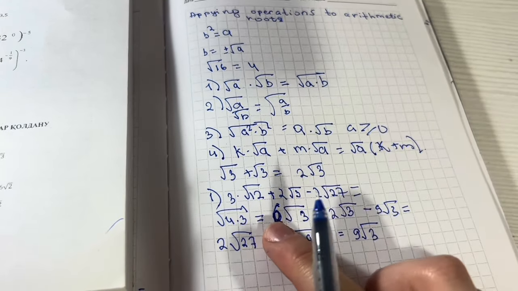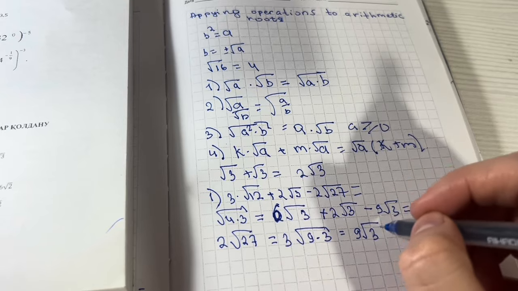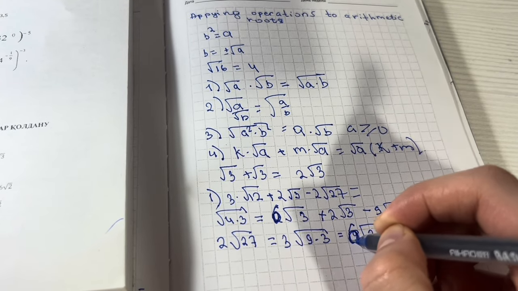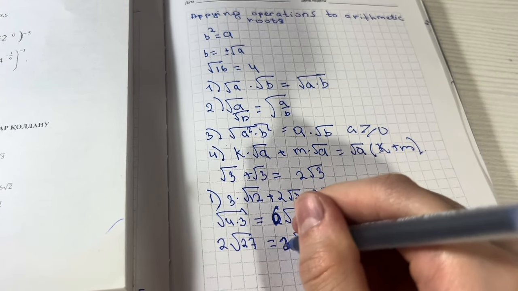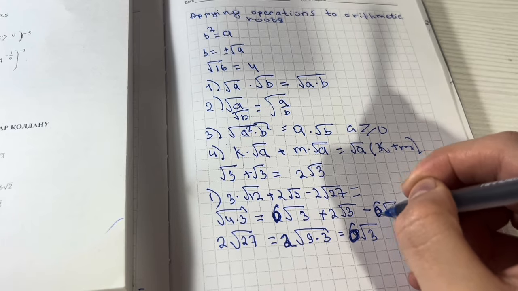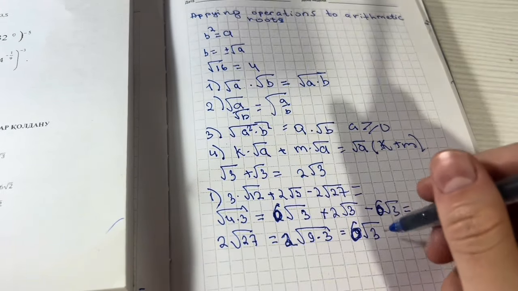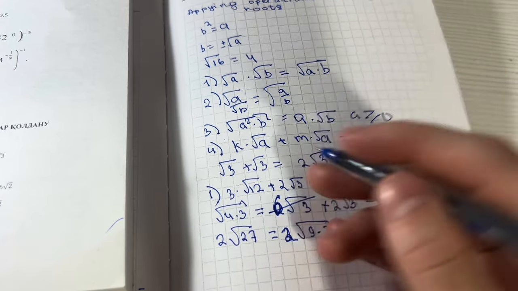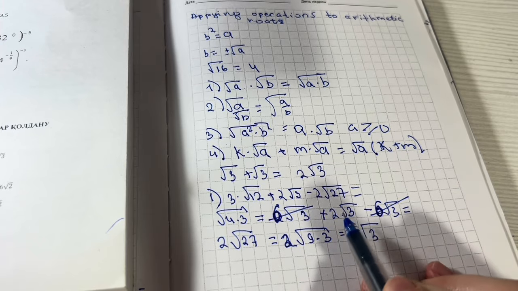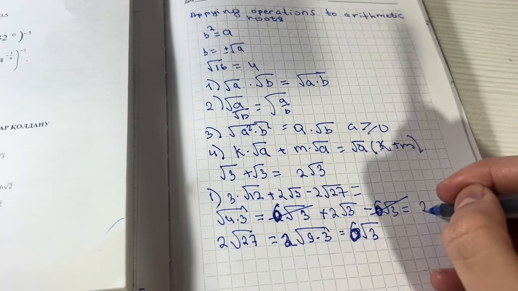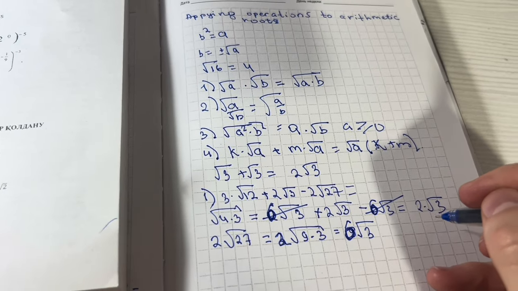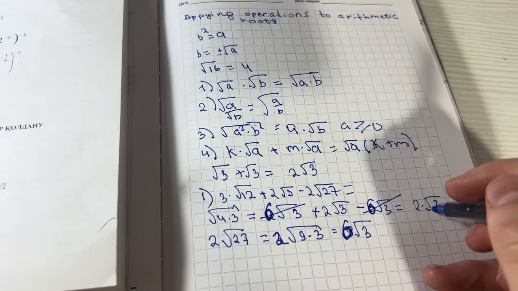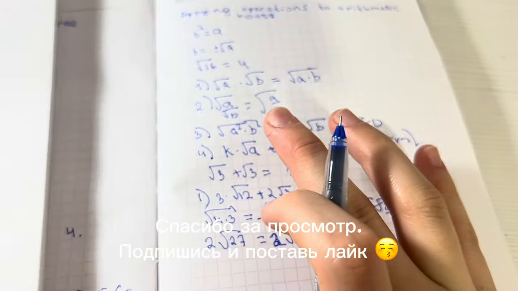And 3 times 3 is equal to 9, so 9 times the root of 3 is subtracted. So there is 6 plus 2 minus 9, there will be 6, not 9, because there is 2. I'm very sorry. Let's see, there we have the same numbers, and we have only 2 times the root of 3. The answer is B, 2 times the root of 3.